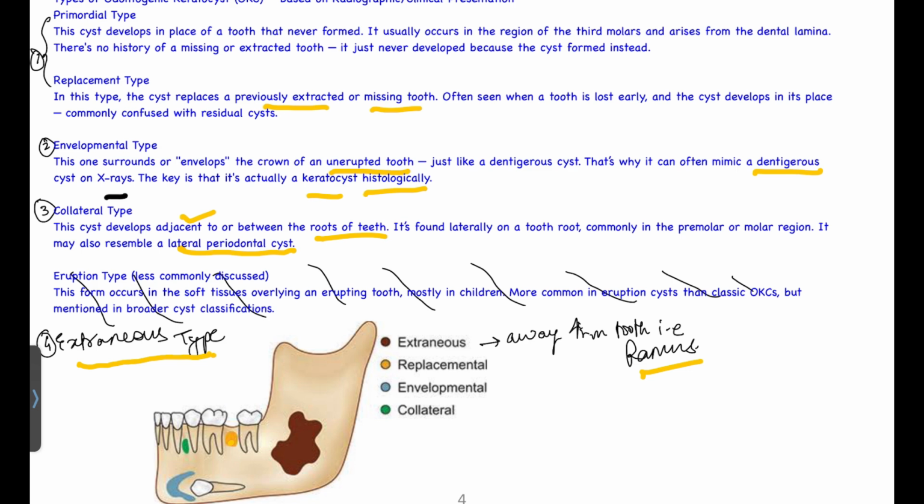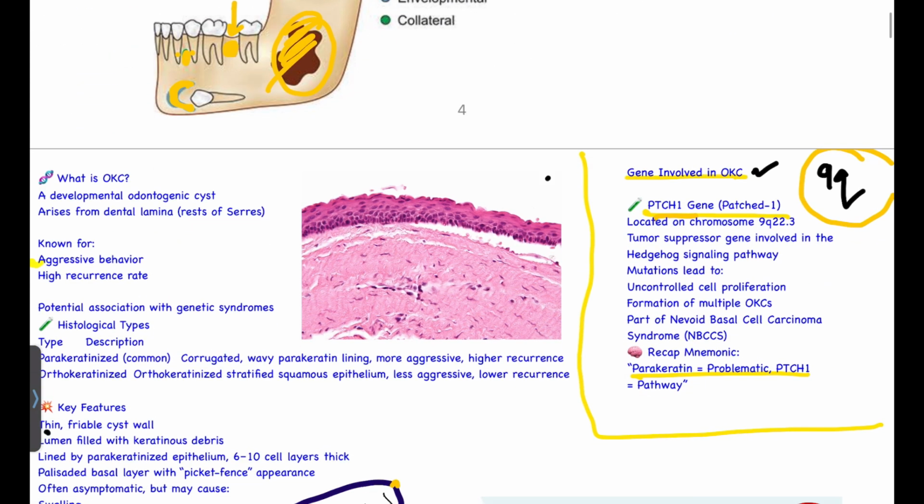So the first one you can see here is the replacement type, which often occurs in the area of a missing or extracted tooth. Next is the collateral type, it occurs between the roots. Then this envelopmental type, it surrounds an unerupted tooth. And the last is the extraneous type, it develops in the ramus, that is, away from the tooth.